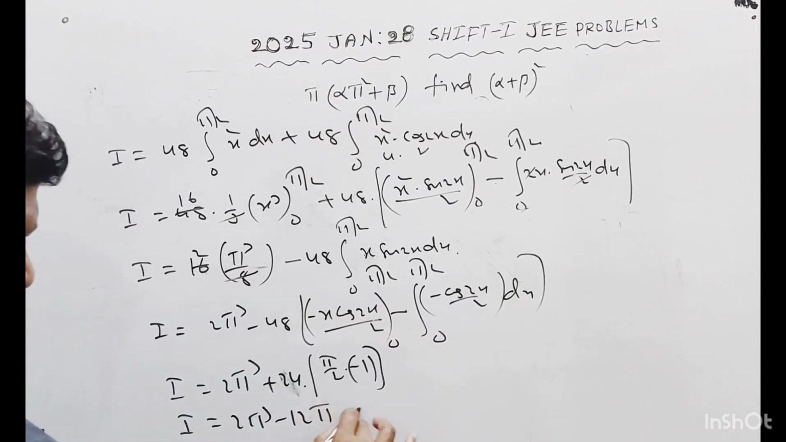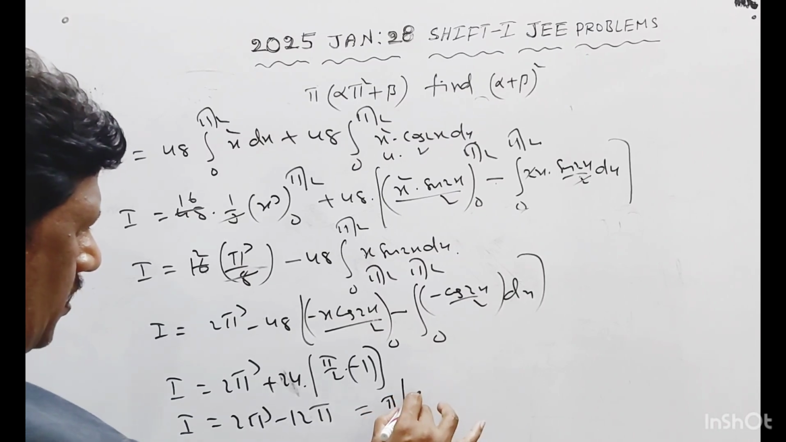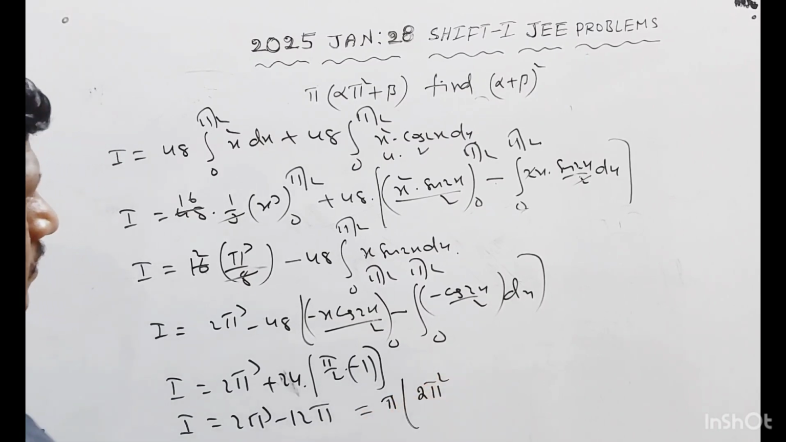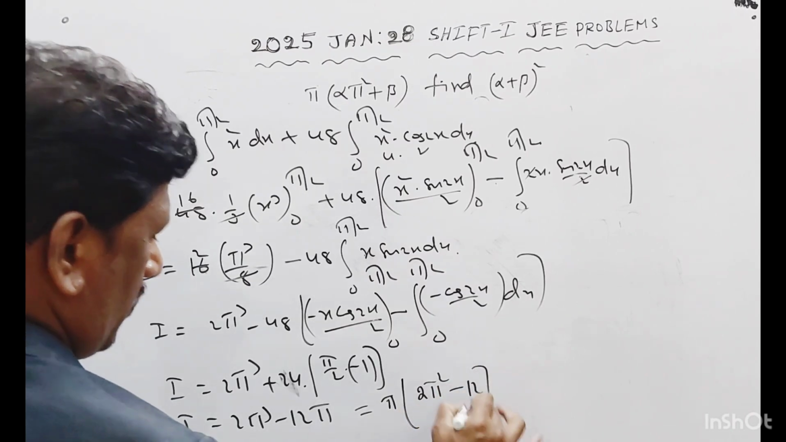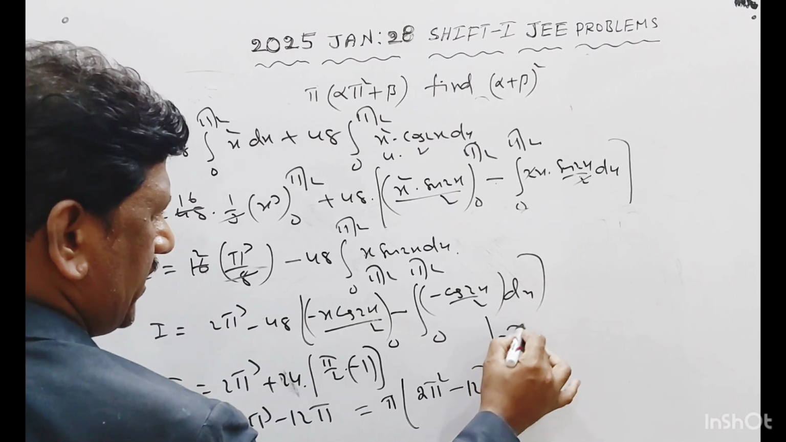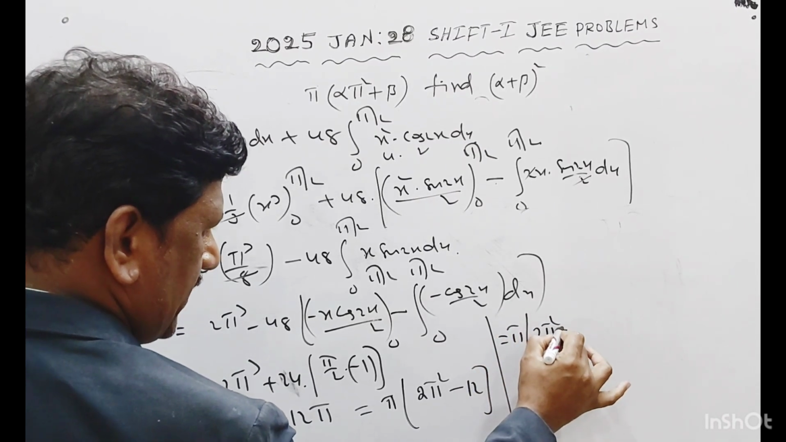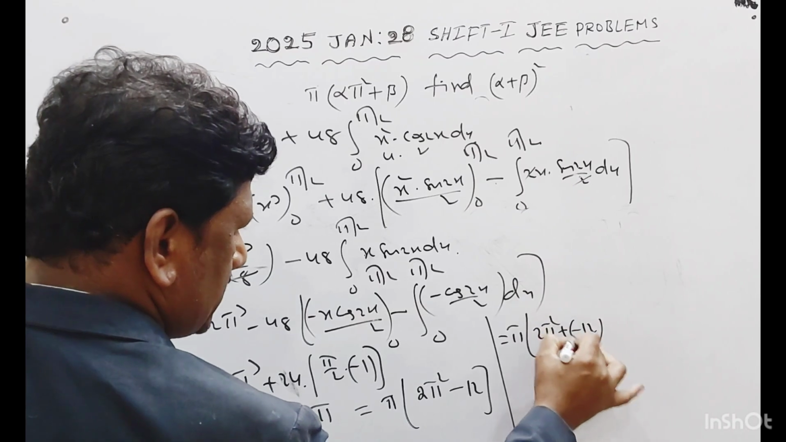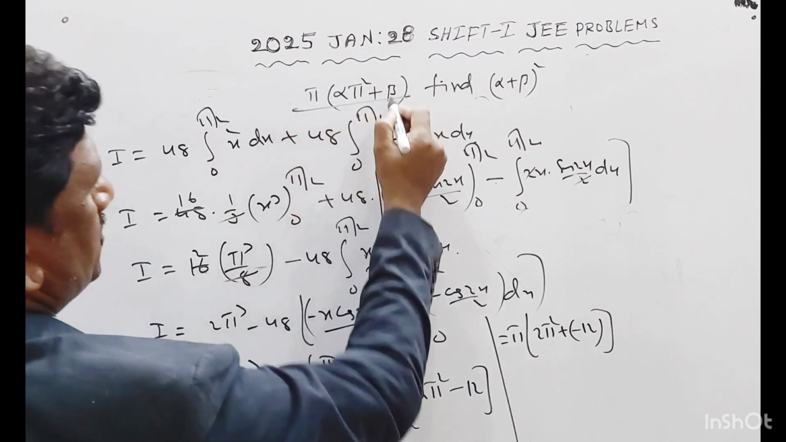So you take pi common. If you take pi common, so that you will get 2 pi square minus 12. This is here pi into 2 pi square, and this can be written as plus of minus 12. Then you compare this step and this step.